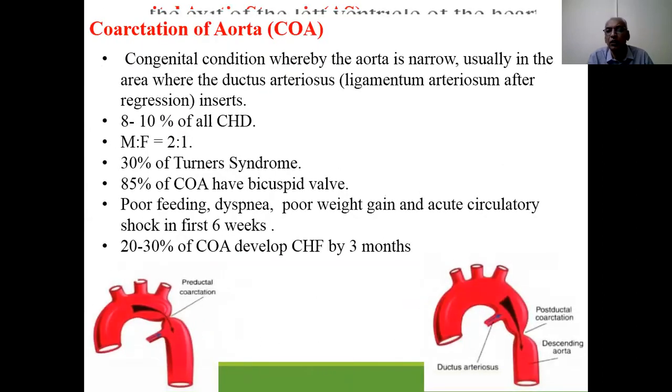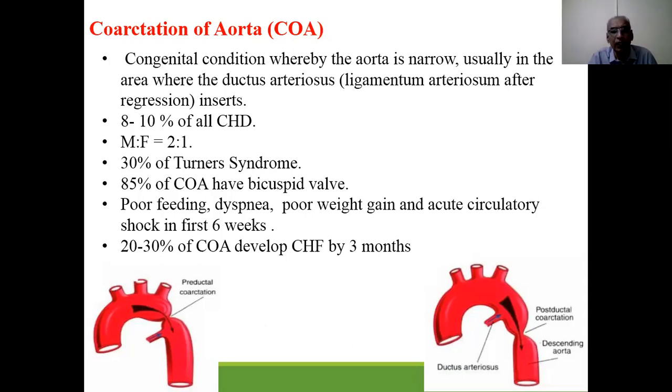Now, the very important last acyanotic congenital heart disease is coarctation of aorta. It is a congenital condition where the aorta is narrow, usually in the area where the ductus arteriosus, which is present in fetal life and later becomes the ligamentum arteriosus, inserts. It is 8 to 10% of total CHD, common in boys, and mostly associated with Turner syndrome. In 85% of cases of coarctation of aorta, there is a bicuspid aortic valve, which gives rise to poor feeding, dyspnea, poor weight gain, and then circulatory failure also.